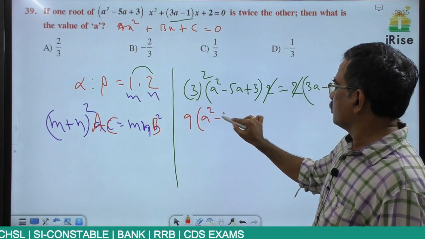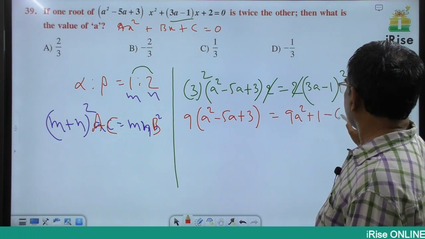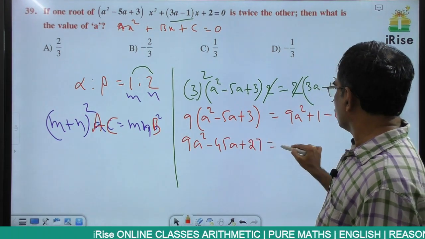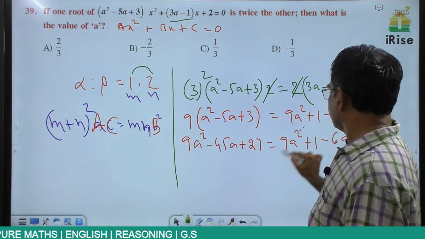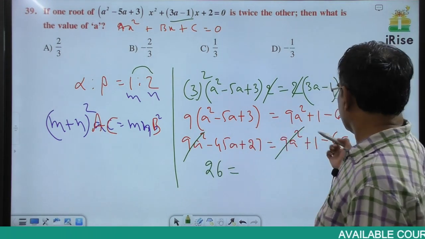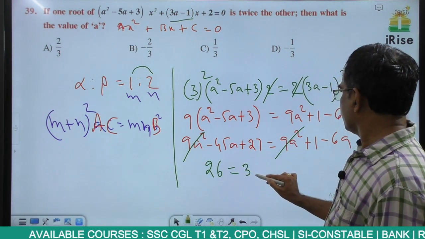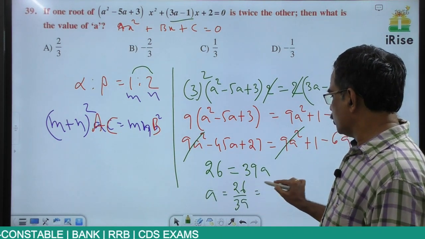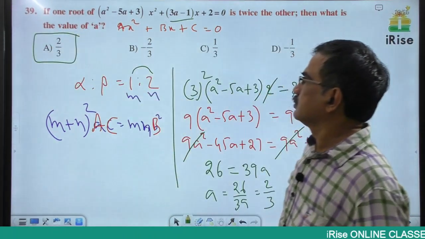9 into (a square minus 5a plus 3) is equal to, expand this, 9a square plus 1 minus 6a. 9a square minus 45a plus 27 is equal to 9a square plus 1 minus 6a. Here 9a square cancel. 27 minus 1, 26 is equal to 45a minus 6a, which is equal to 39a. So what is a? 26 by 39, 13 2s, 13 3s. Answer is 2 by 3. The value is 2 by 3.